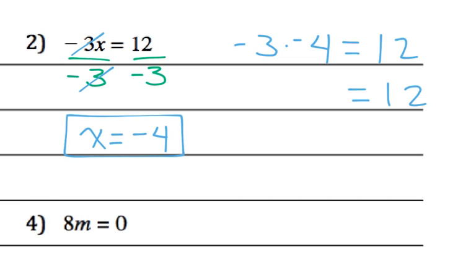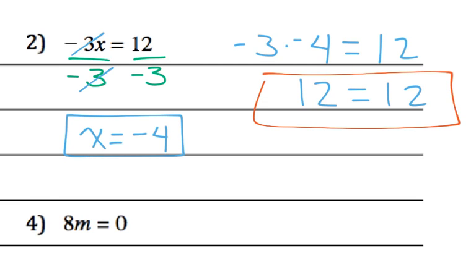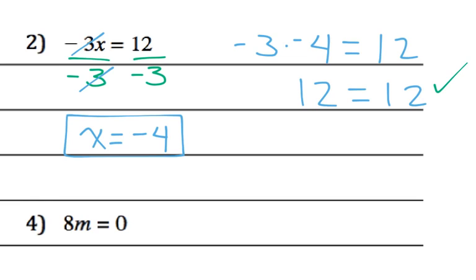And then on the left side, 3 times 4 is 12, and a negative times a negative gives me a positive. We don't box this, by the way. If you are in the habit of boxing this, don't. This is our check. We box the solution, but not our check.